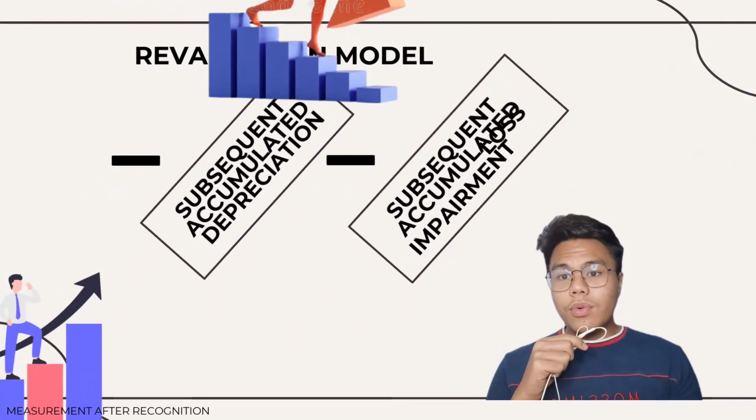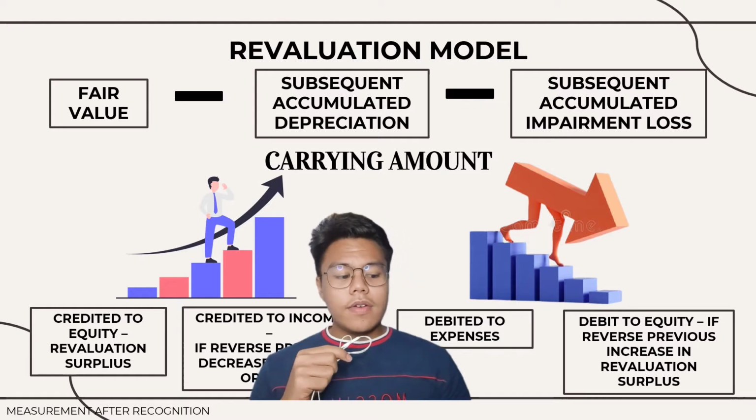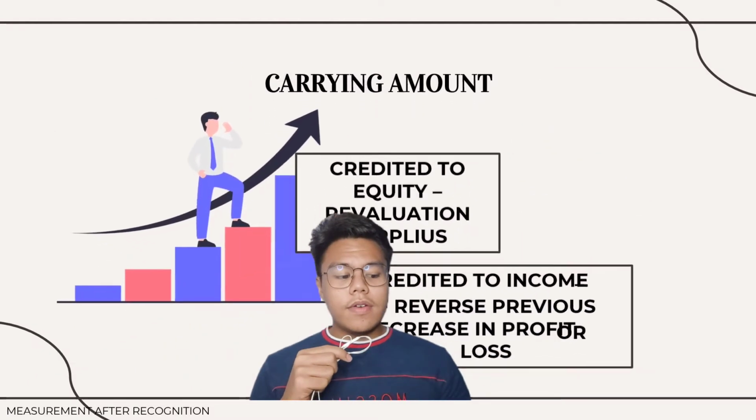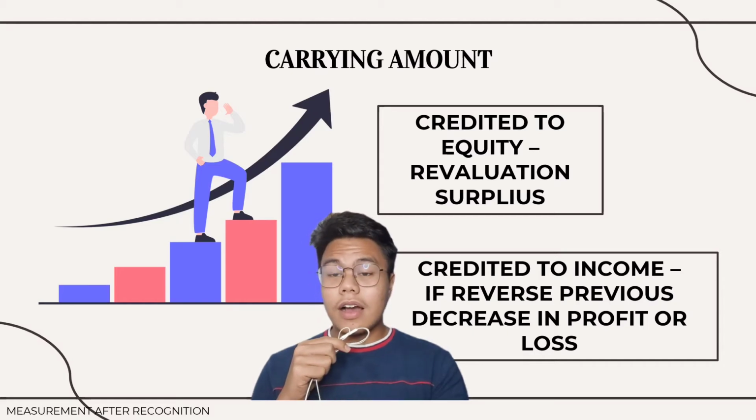And then of course, the revaluation model depends on the carrying amount of an asset. Now, the carrying amount of the asset can both decrease and increase. Now, what if the carrying amount of an asset increases? Therefore, when the carrying amount of the asset increases, we would credit it to the equity account under revaluation surplus.